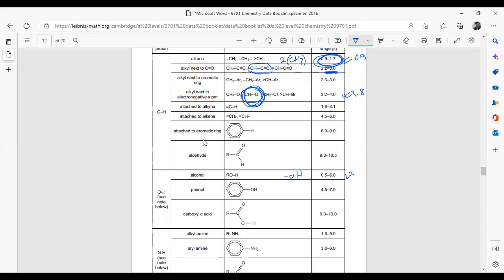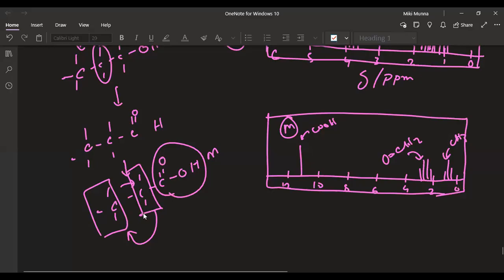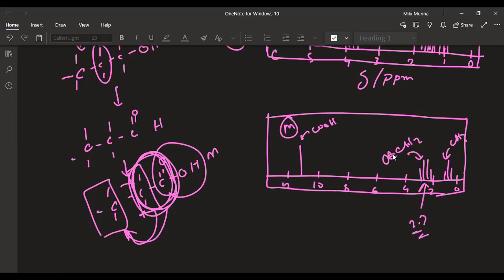Let's get back to our blackboard and see. Here we have this CH2C double bond O group, and its neighbor is CH3, and it resembles that this is in the 2.2 region. So got it? That this is actually, sorry, C double bond O. Yeah. Let me clearly draw it.